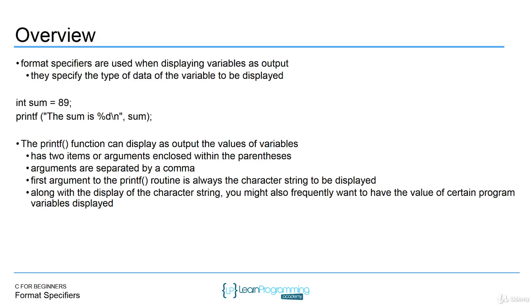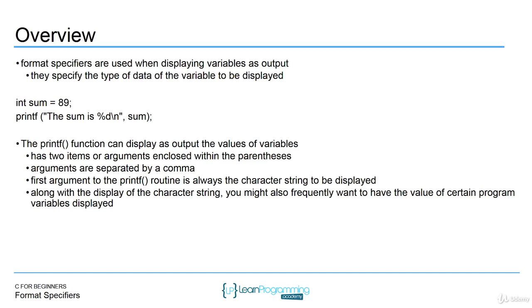The second argument would be that variable sum. The first argument represents what you want to be displayed as output, everything in the double quotes. Up to this point, we were able to display text. But for that %d symbol and that \n, we know the \n is an escape sequence, so if we try to print that out, that's just going to print out a line feed.